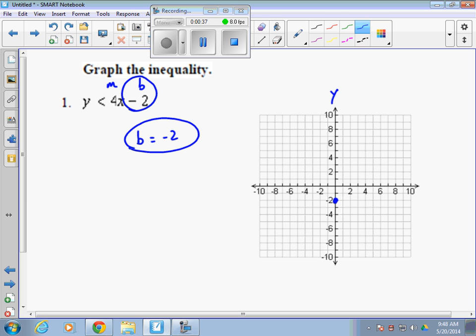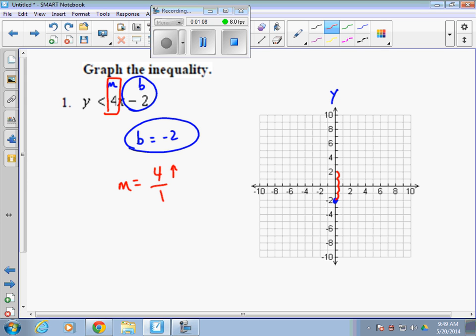Your m value is the slope. Your m value is what multiplies by x. Remember, slope is always rise over run. It is always a fraction. So since we don't have a fraction shown, we're going to create it by putting it over 1. Positive 4 tells you to either go up or down. It's rise over run. Positive tells you to go up 4. So from the negative 2, where you begin, you go up 4. 1, 2, 3, 4. So now we're on positive 2.